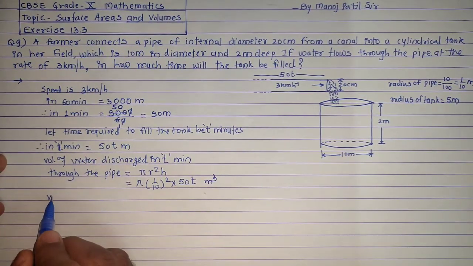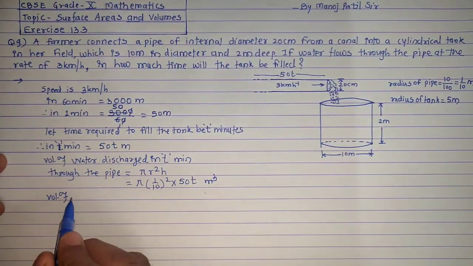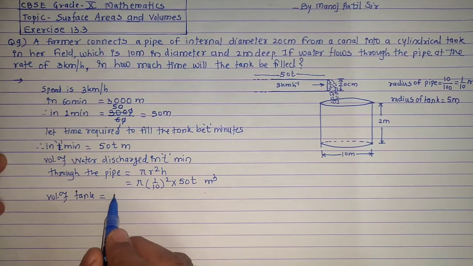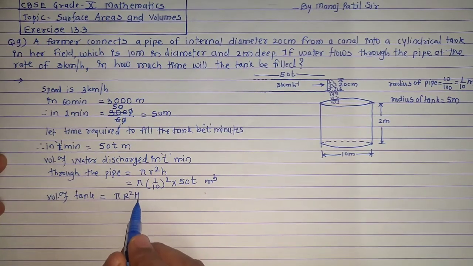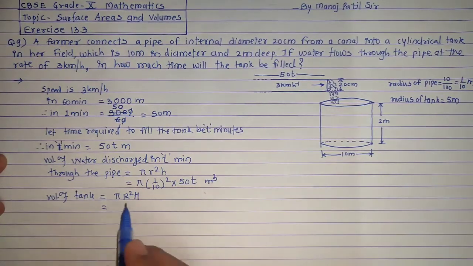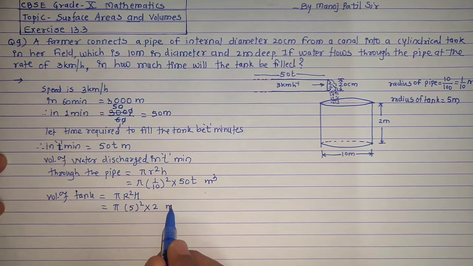Now volume of tank, because we have to fill this tank completely. So volume of tank is equals to pi r square h, right? So here what is the radius? Radius is 5 meter. So pi 5 square, and h is 2 meter, right? So this will be meter cube.